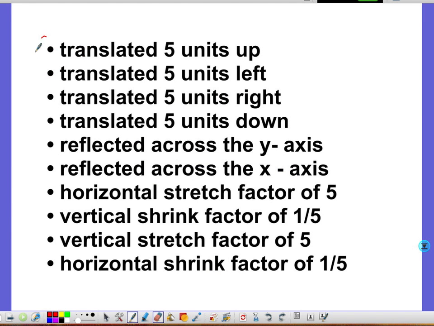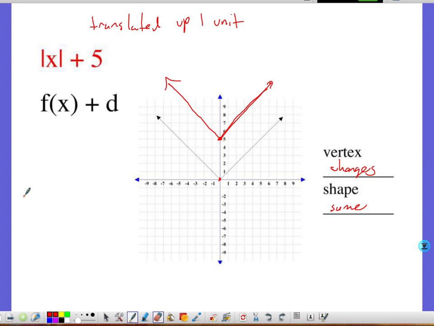Here were the transformations in a random order, and I had you guys match the ones that went with the correct graph. So the first one, translated up. I got this one wrong. It's not up 1 unit. I was looking at the book. It's translated up 5 units.